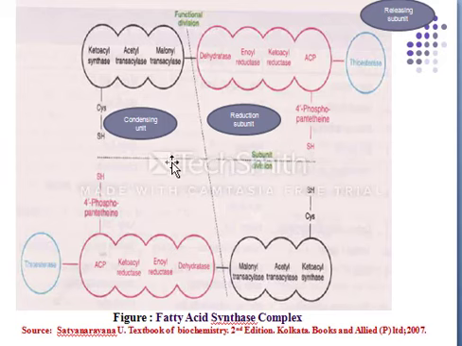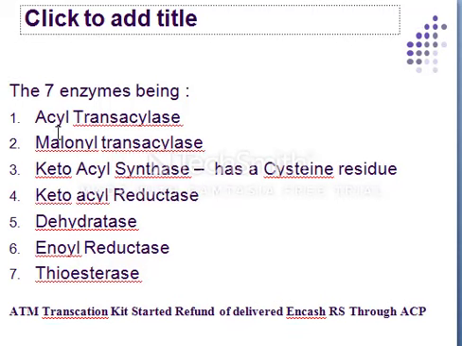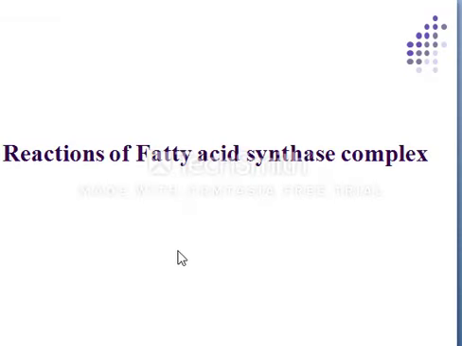So here, which is having a condensing unit and reduction unit and also the releasing unit, and it is functionally this is the functional division and the subunit division. Now these are the 7 enzymes, which you can remember with this mnemonic. And let us begin with the reactions of the fatty acid synthase complex.